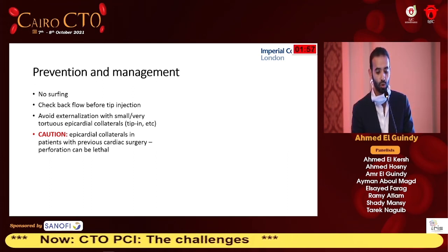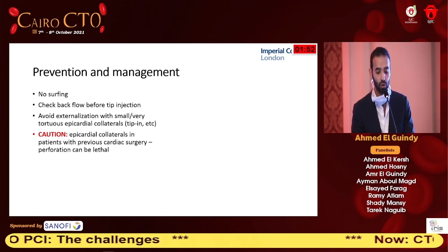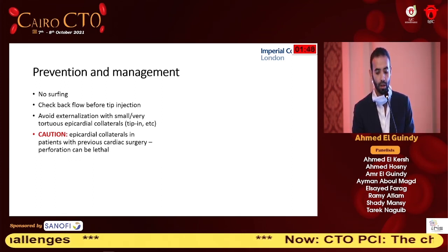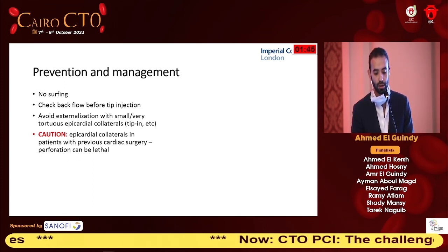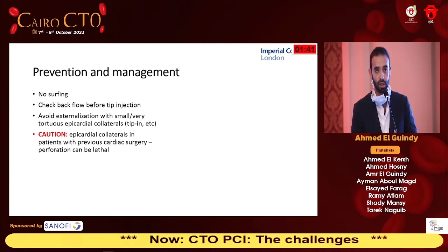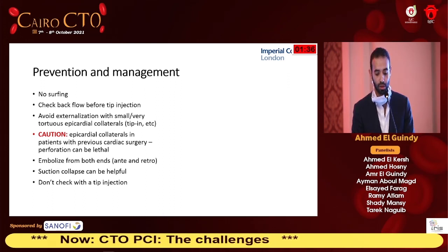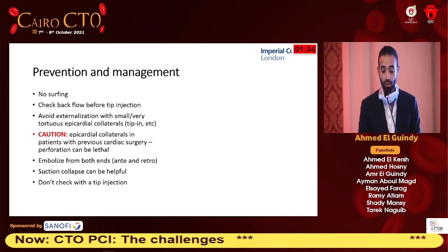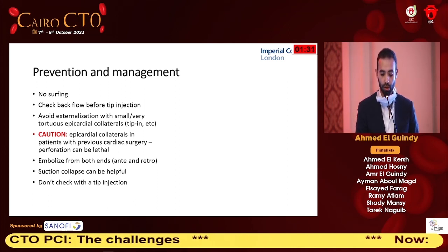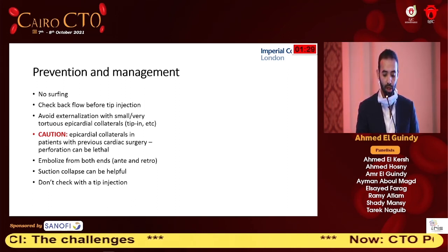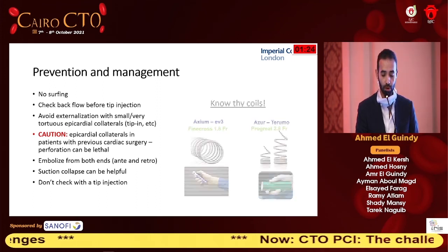With very tortuous or very vulnerable or small epicardial collaterals, try to avoid externalization and shift to one of the tip-in maneuvers. And caution regarding epicardial collaterals in patients with previous cardiac surgery: perforation can be lethal and is virtually inaccessible to us with the regular pericardiocentesis routes. They need CT-guided thoracocentesis, which is not usually within our skill set. You want to embolize from both ends, and suction collapse can be very helpful, and you don't check with a tip injection once you're done.